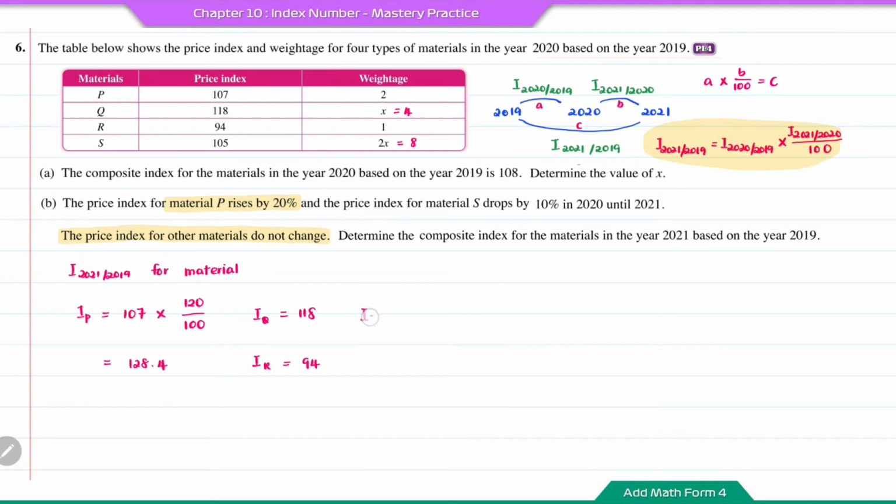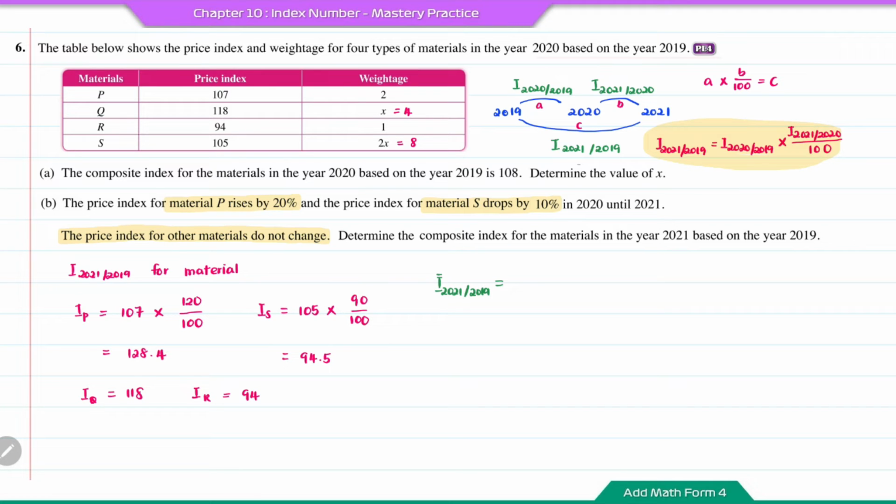As for the price index for material S, it will be 105 times 90 over 100, as material S dropped by 10%. The answer is 94.5. So now we already have enough information to find the composite index in the year 2021 based on the year 2019.